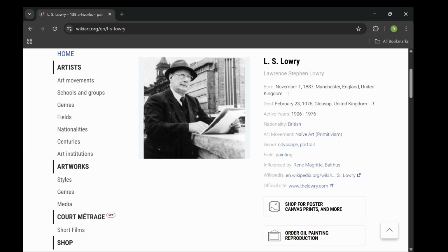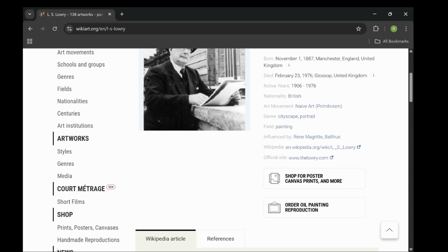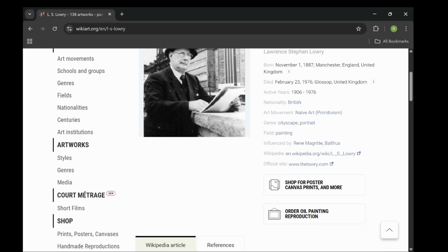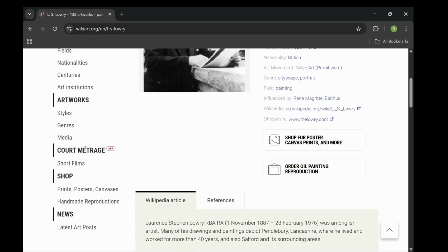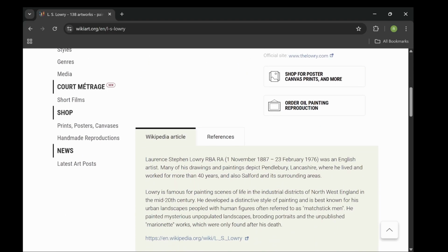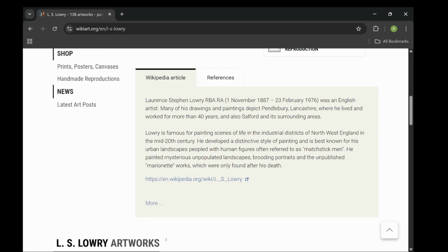So he's apparently most famous for his cityscapes and his portraits, which I think he is. He also did lots of other paintings, and he was apparently influenced by René Magritte, which I understand to some degree, and Balthus, who I don't really know. So I'm going to check him out one day, or her. I'm just guessing as to who Balthus is.